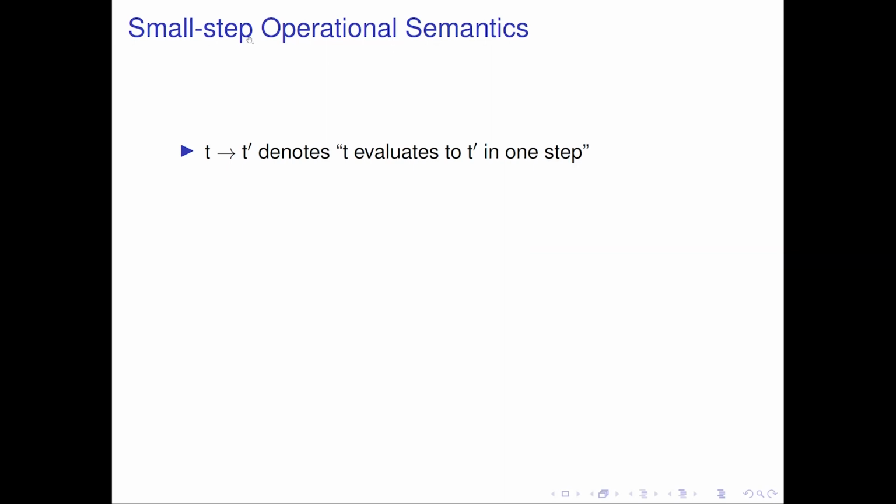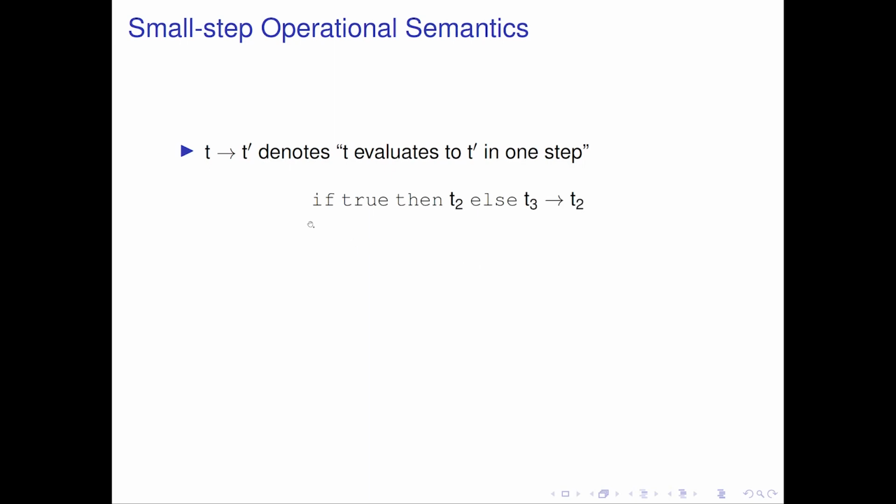As you can see, small step, it's like one step at a time. So it says that from T to T prime, you can go in one step. We have to give rules for this operation. What does it mean by evaluation in one step?